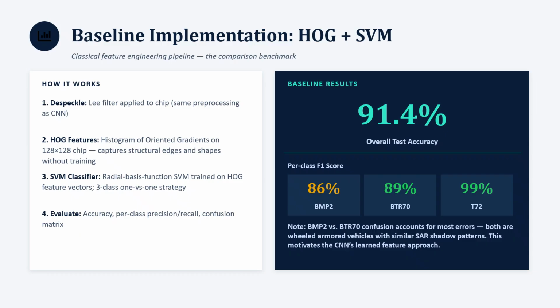So this is the HOG plus SVM baseline. For my classical baseline, I used HOG features combined with an SVM classifier. HOG captures the shape and edge information from each chip, and the SVM learns to separate the 3 classes. The result was 91.4% overall test accuracy. Here, T72 scored the highest at 99%, the BTR-70 got 89%, and the BMP2 got 86%. The main error is BMP2 being confused with BTR-70 because both are wheeled armor vehicles that look similar in radar images.